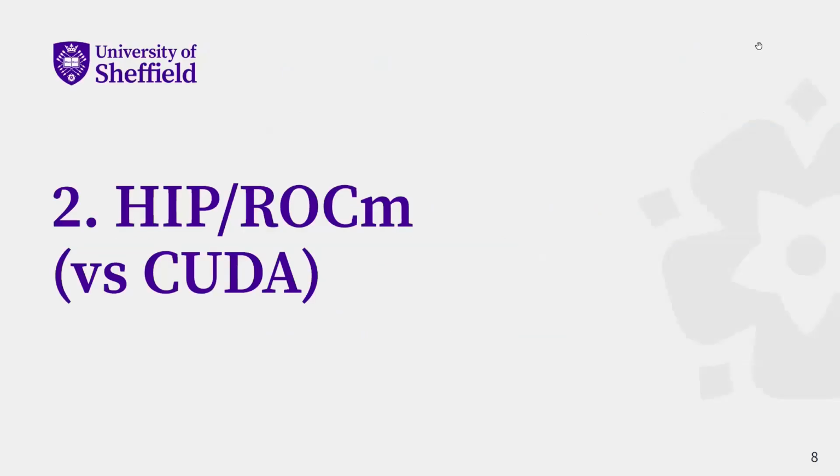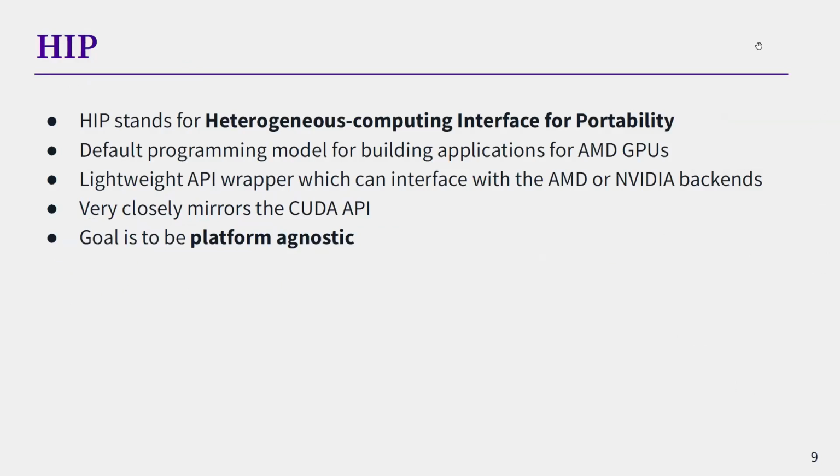So to get a little bit into HIP and ROCm, I wasn't quite sure what the difference between them was at first. HIP is the Heterogeneous-computing Interface for Portability, and this is really what you would use to write this code if you're developing for an AMD GPU. It's kind of the default programming model. You can also use SYCL or OpenCL, which have ROCm backends for AMD cards, but AMD's main intention is to use HIP.